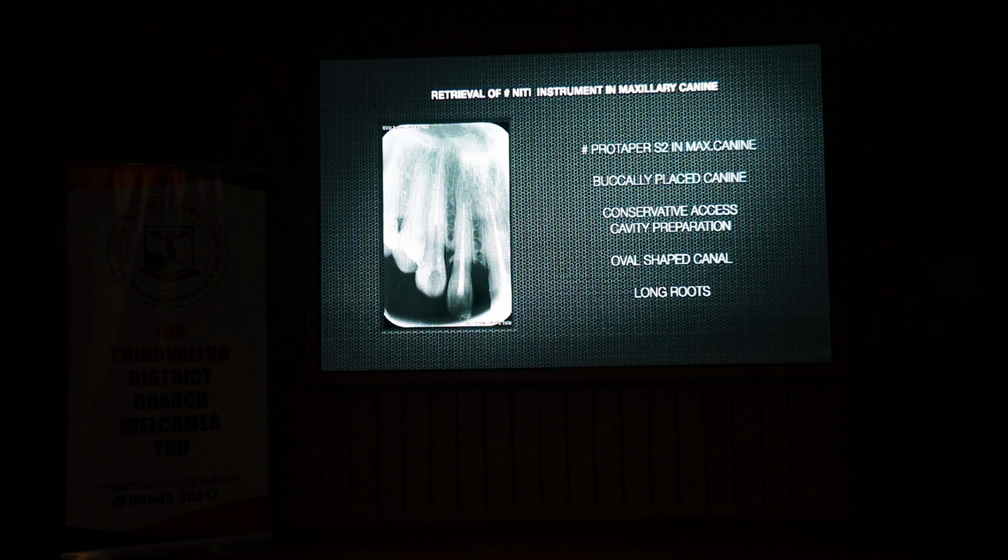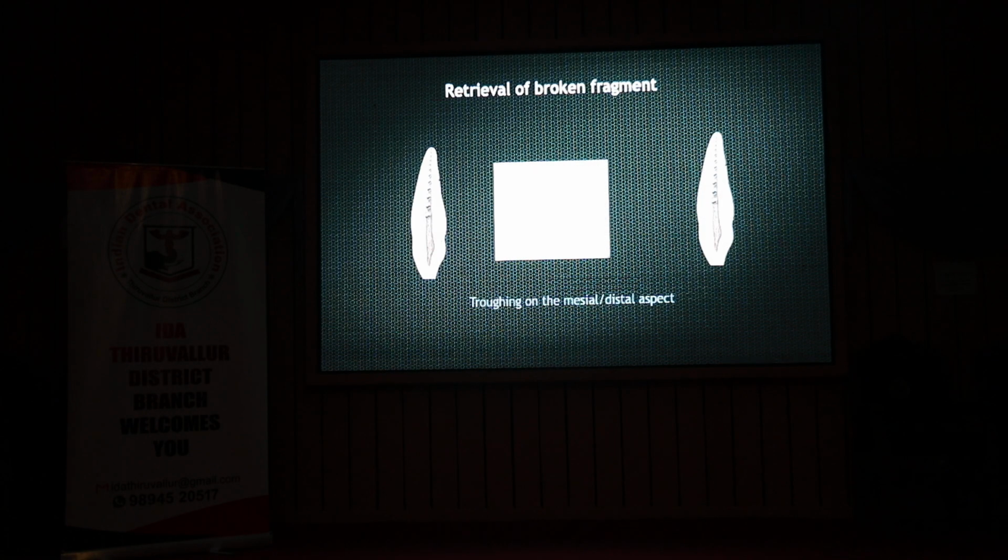Another one in a canine. That's a rotary which is broken, and if you notice the access opening, she went in for a conservative access, and maybe because of that, she started using the rotary much faster before there was any pre-enlargement, and that's why the instrument broke. It's quite a lengthy one. So you can see, if you want to, you can use an H file.